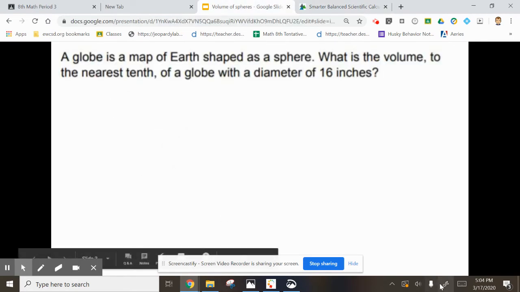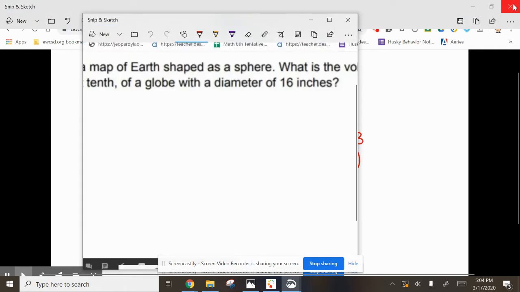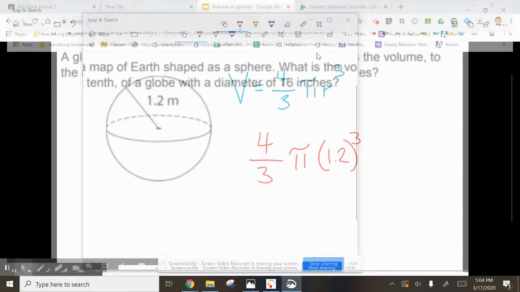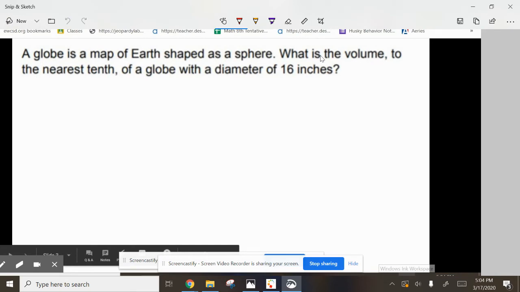All right, we have a word representation here. This one says a globe is a map of Earth shaped as a sphere. What is the volume to the nearest tenth of a globe with a diameter of 16 inches? So let's go ahead and draw our globe. We can draw a better circle than that. Oh, maybe we can't.